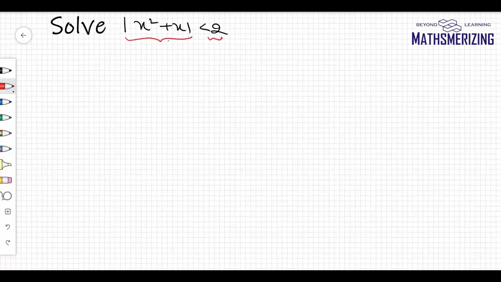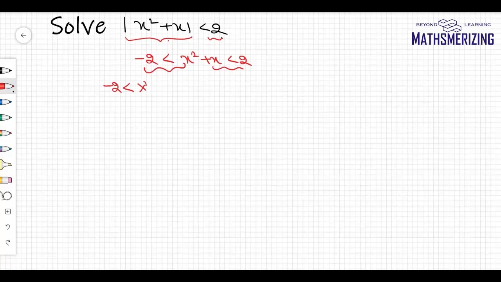Now the question which is given is mod of x square plus x is less than 2. Now when mod x is less than a, x lies between minus a and plus a. Now I'll write two separate inequalities. Case 1.